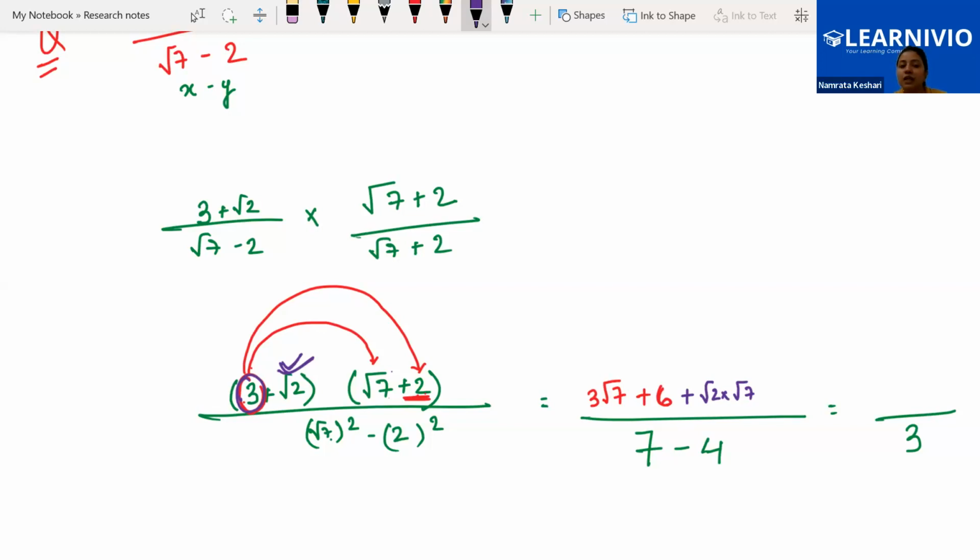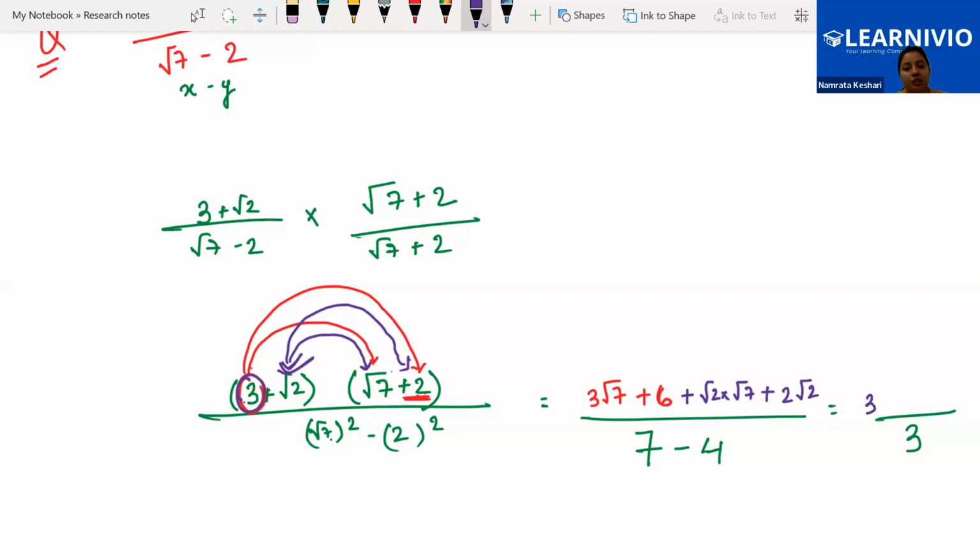Now the next one, can you tell me what will be the next term, Shamya? We multiplied this root 2 with this plus root 7. Now we will multiply this root 2 with the next term also. What will be the next term? 2. So 2 root 2. Perfect.